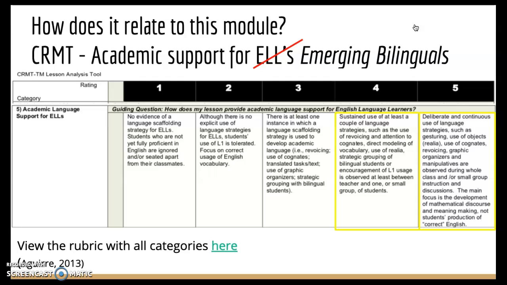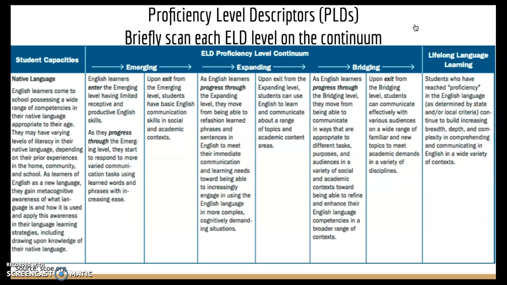CRMT has a rubric, for which a link is provided so that you can see all the categories, but I want to just highlight the category Academic Language Support for Emerging Bilinguals. Now, as we develop lessons or reflect during this module, we want to keep a focus on the 4 and 5 column. So I encourage you to pause this video just to scan through levels 4 and 5. You should notice that the pattern is focused on multiple uses and deliberate uses of these language strategies. So feel free to jot down these language strategies so that you can use them later during your lesson design.